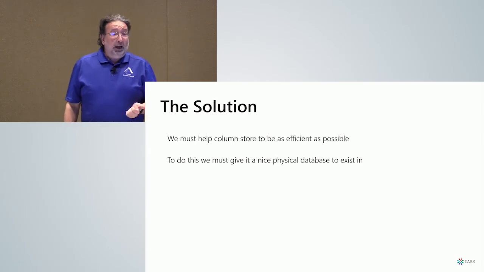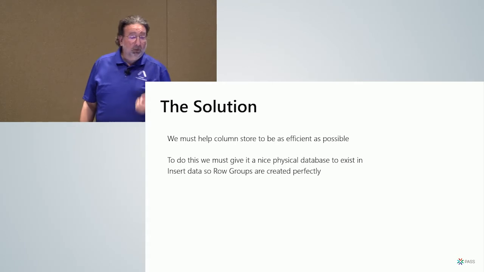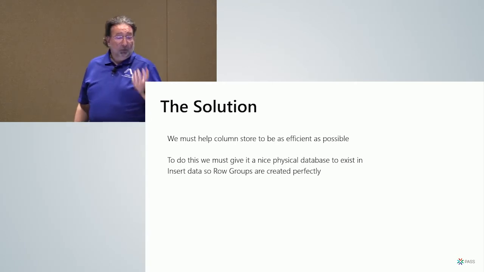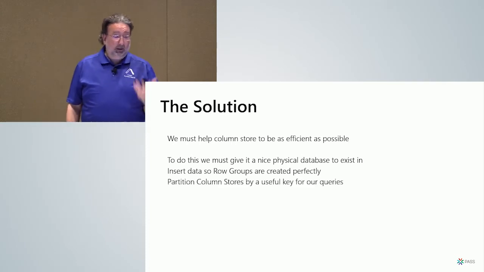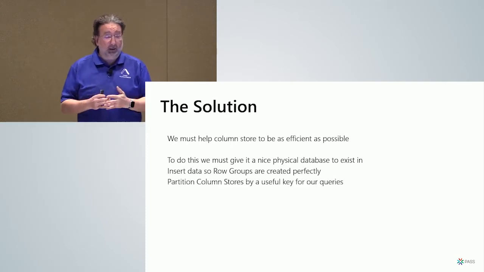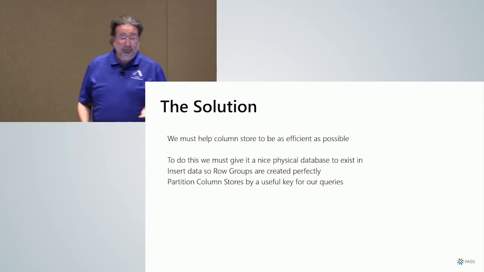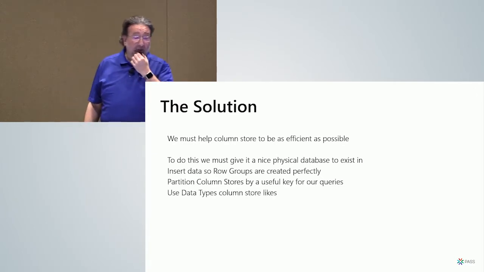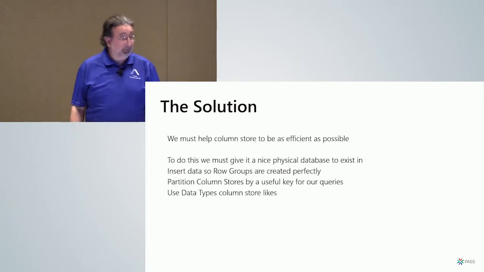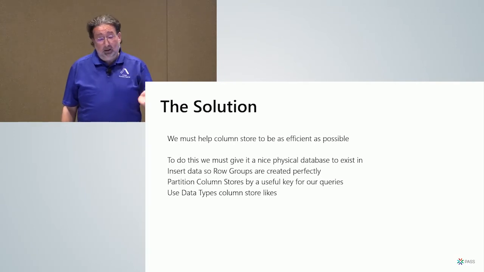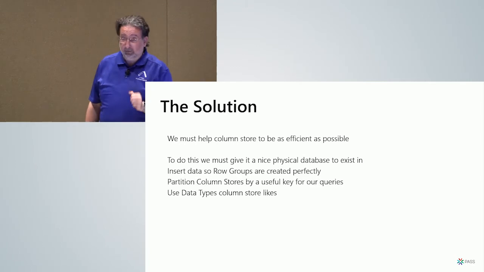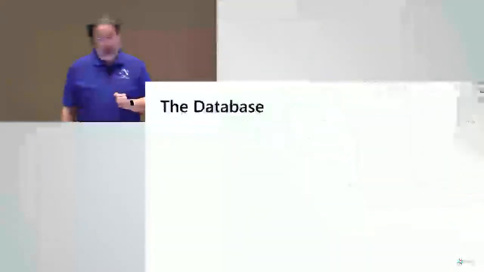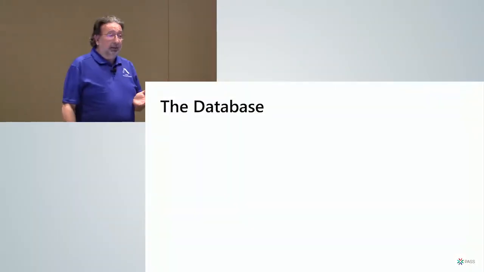So to do this, we have to give it a good database to be in. We have to insert data so row groups are created perfectly or very efficiently. We have to partition Columnstore with a useful key. And we have to use data types that Columnstore likes. He's very picky and just doesn't accept everybody as a friend, but there are some he likes. So about the database.